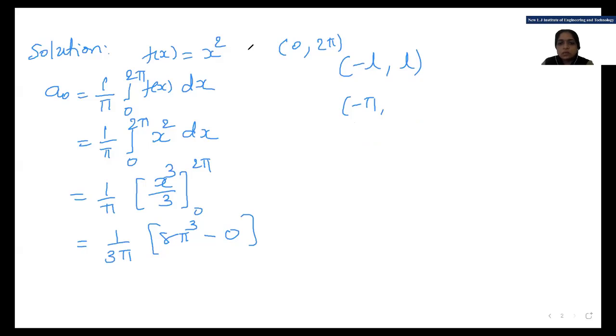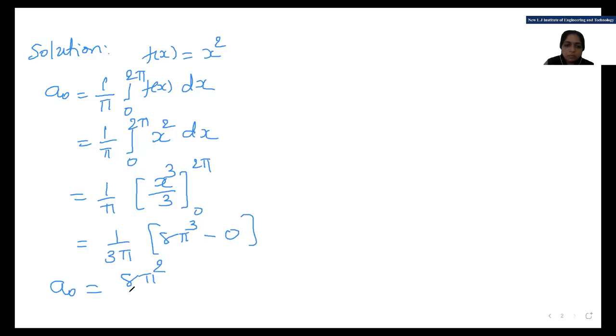So let's move ahead. Here, by substituting the upper limit 8 pi cube and the lower limit 0, because 0 cube is 0. So after simplification, the value of a0 is, pi will be cancelled, so 8 pi square by 3. Okay. So students, this is the value of a0.